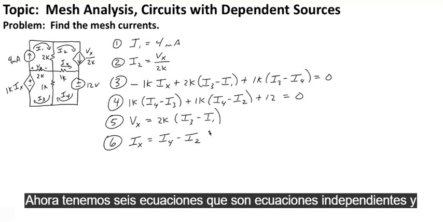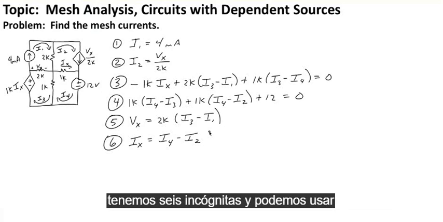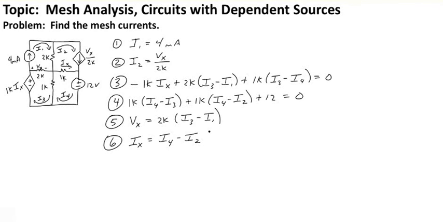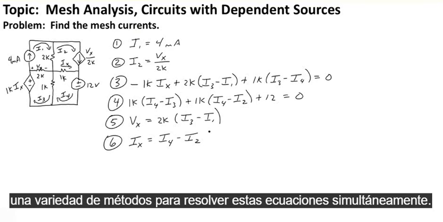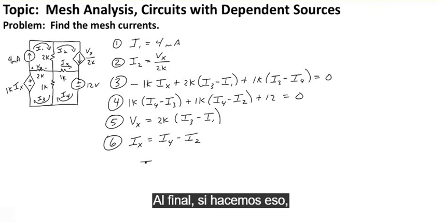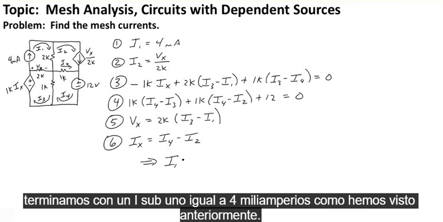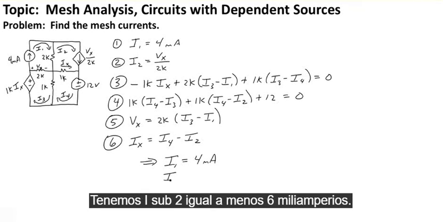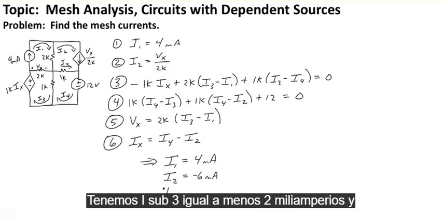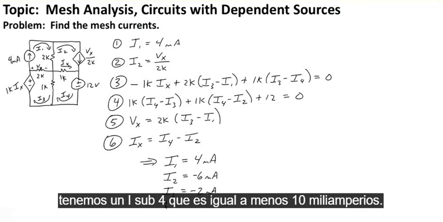Now we have 6 independent equations and we have 6 unknowns. We can use a variety of methods to solve these equations simultaneously. In the end, if we do that, we end up with I1 equal to 4 milliamps, as we had seen above. We have I2 equal to minus 6 milliamps. We have I3 equal to minus 2 milliamps. And we have I4, which is equal to minus 10 milliamps.